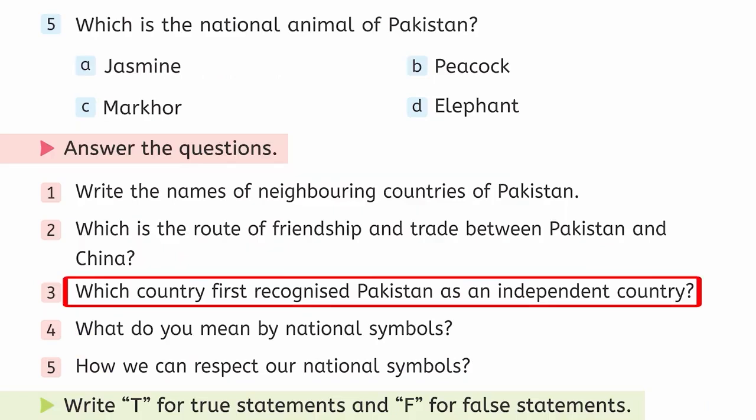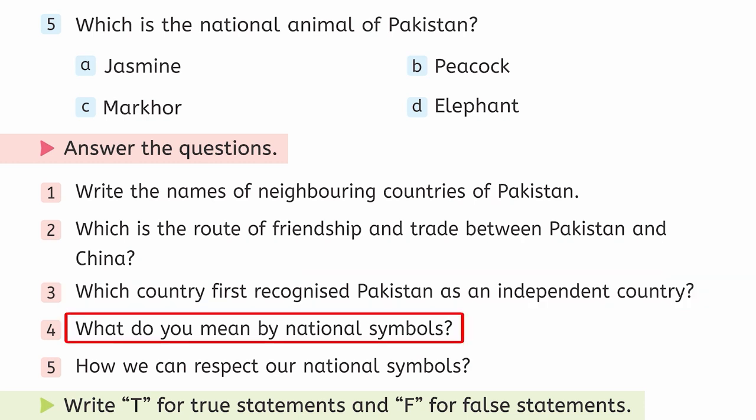Which country first recognized Pakistan as an independent country? Iran. Iran recognized Pakistan as an independent country. What do you mean by national symbols? National symbols are special things that represent our country, Pakistan. So our national symbols include national flag, national anthem, national flower and national animal.